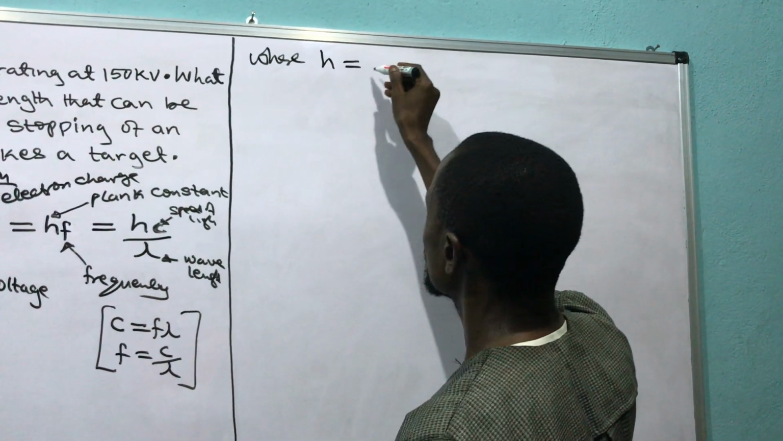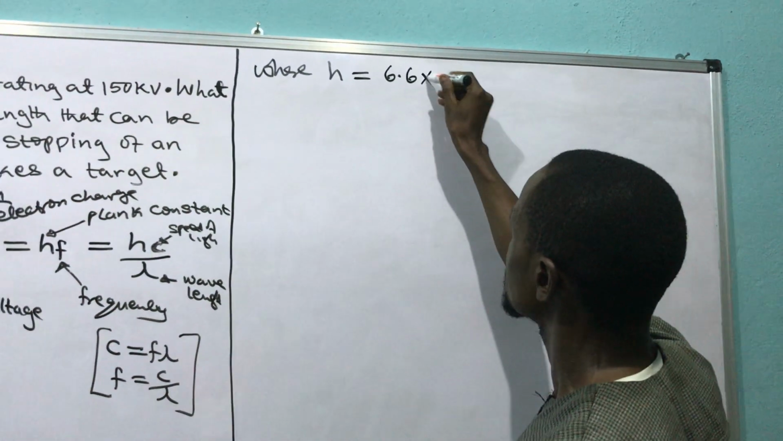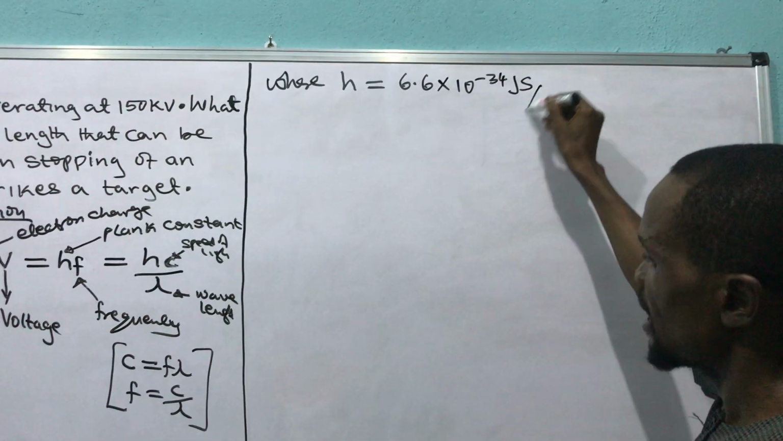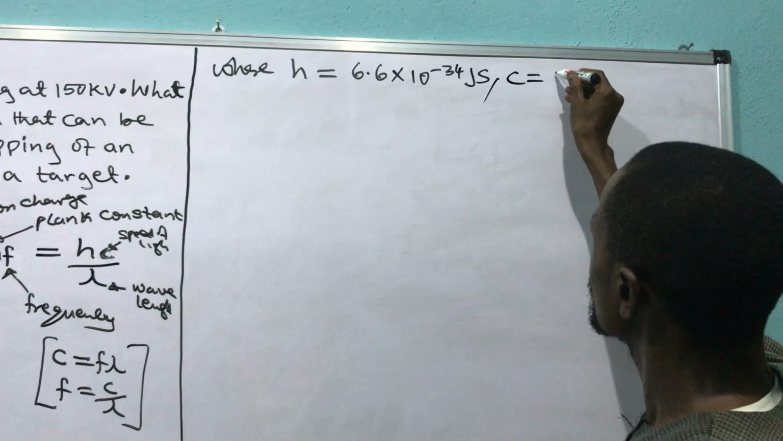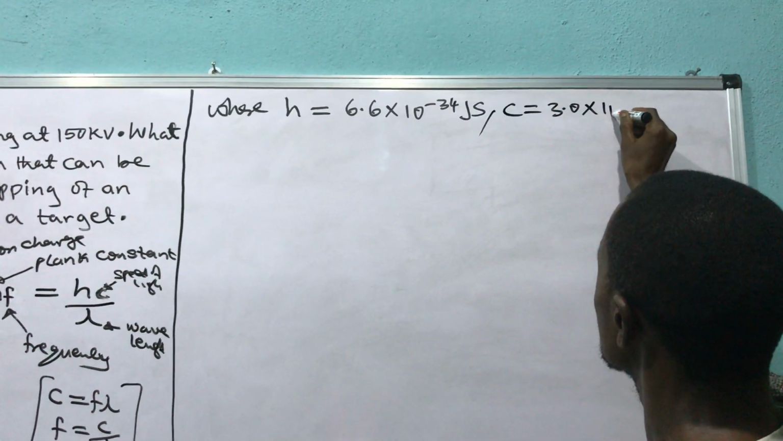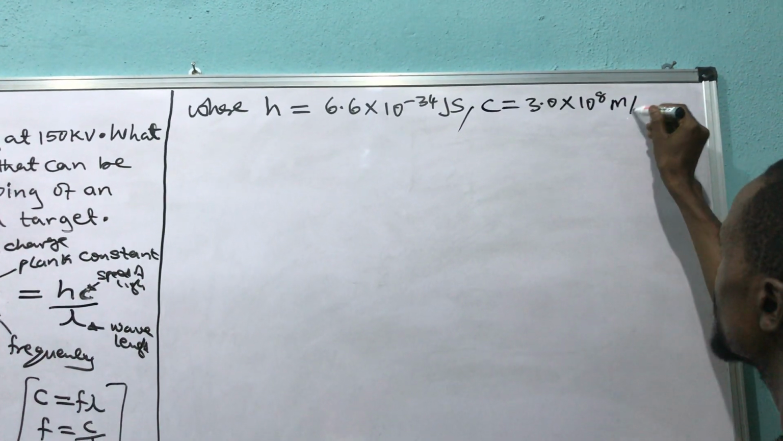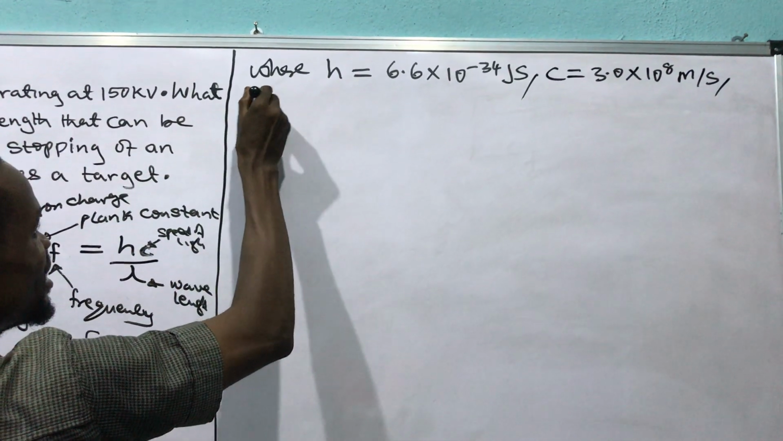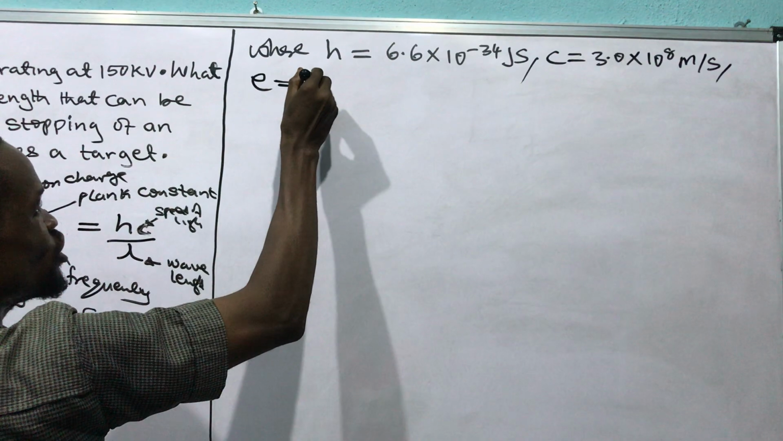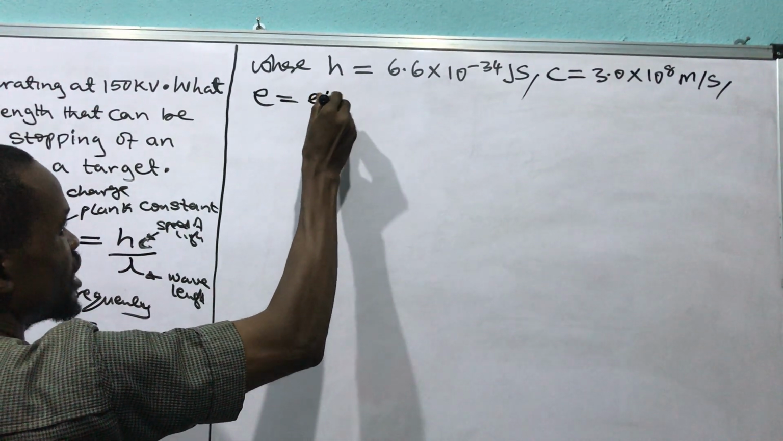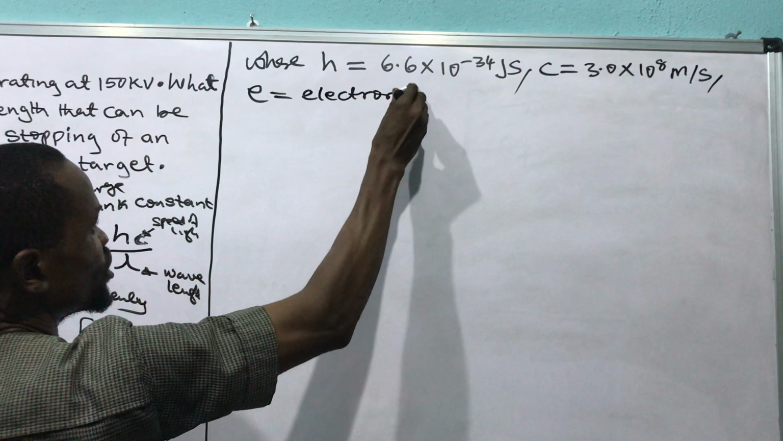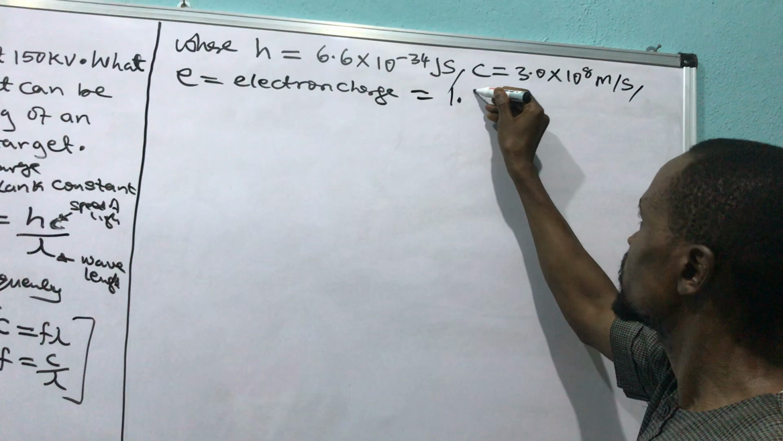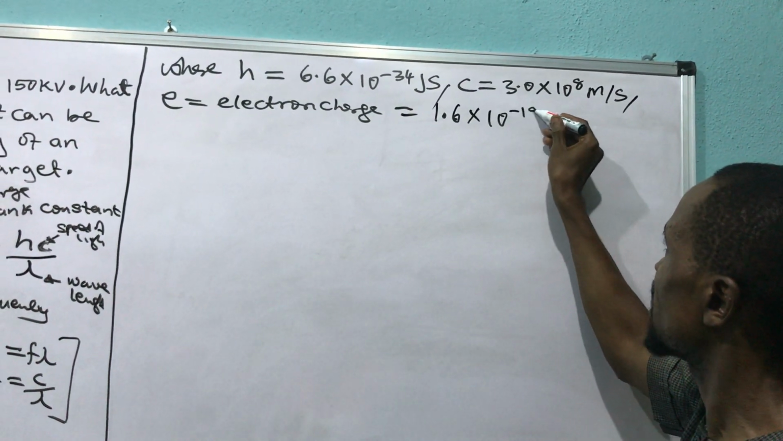h is the Planck constant, which is 6.6 times 10 raised to power minus 34 joule seconds. And again, c is equal to 3.0 times 10 raised to power 8 meters per second, that's the speed of light. Then e is equal to the charge of the electron. And what is the electron charge? It is equal to 1.6 times 10 raised to power minus 19 coulomb.